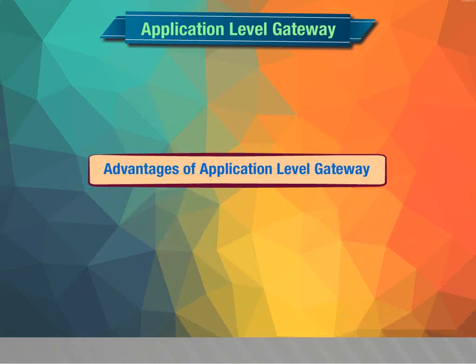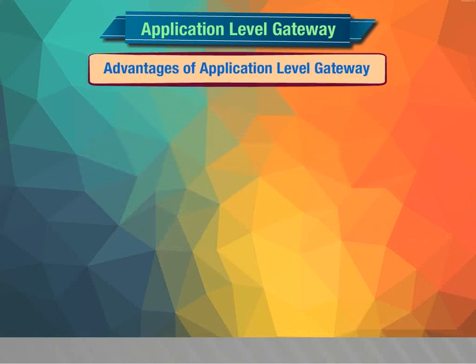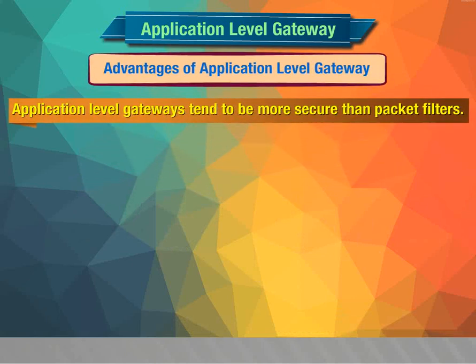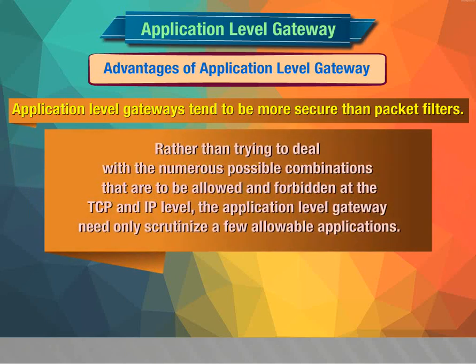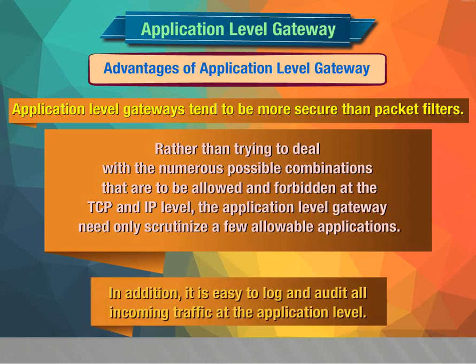Advantages of application level gateway. Application level gateways tend to be more secure than packet filters. Rather than trying to deal with the numerous possible combinations that are to be allowed and forbidden at the TCP and IP level, the application level gateway need only scrutinize a few allowable applications. In addition, it is easy to log and audit all incoming traffic at the application level.